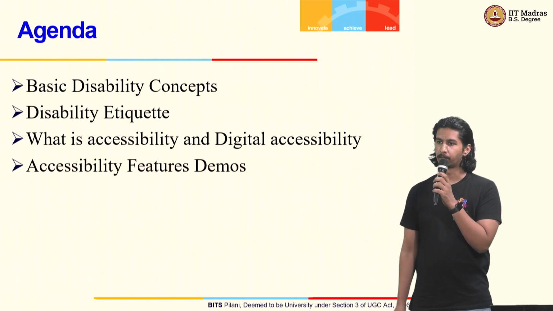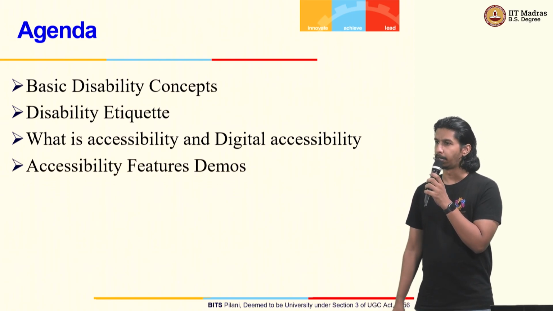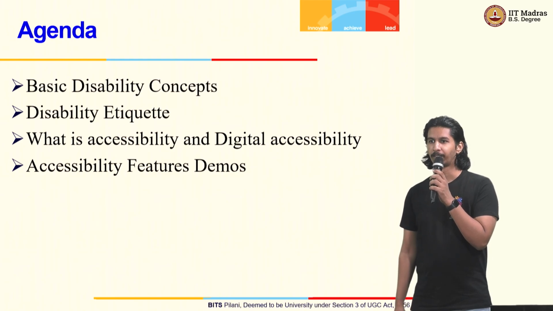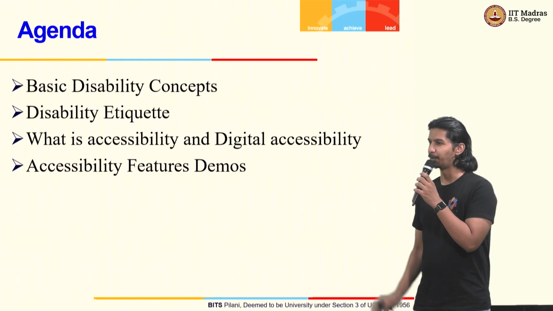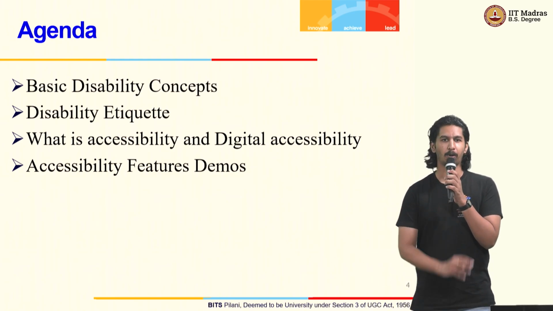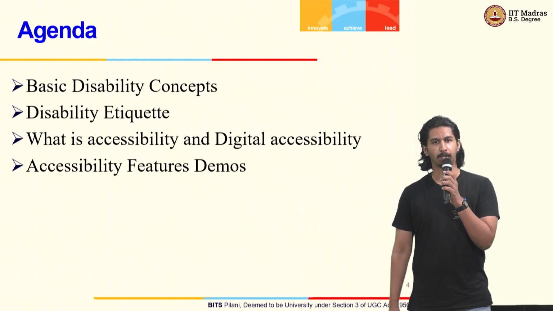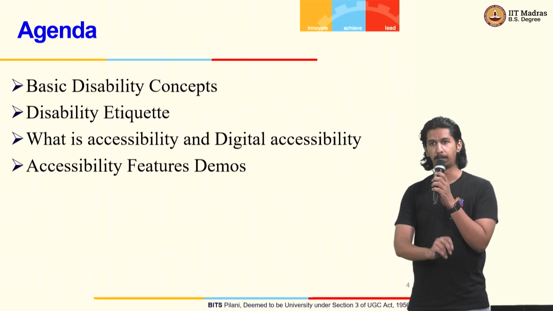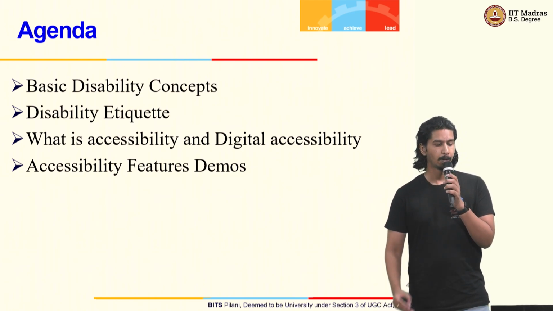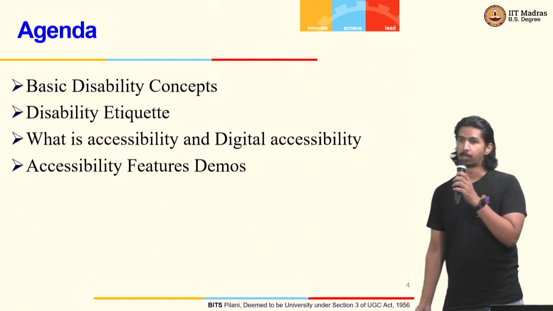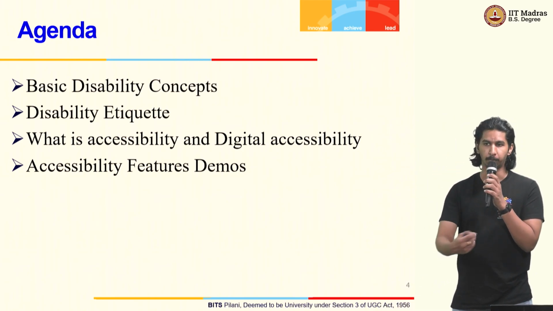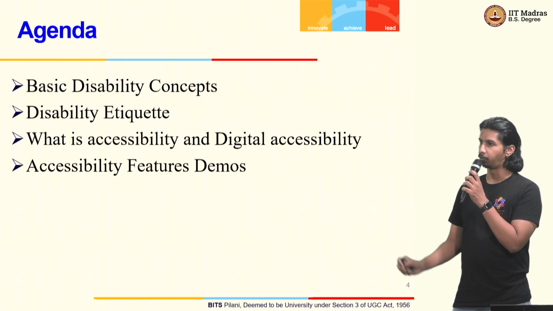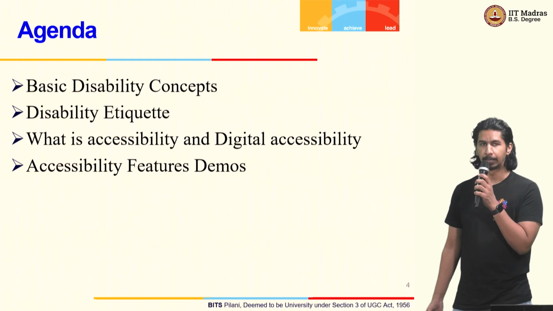Then we will look at some accessibility features. How many of you have an Android phone here? Okay, all of you, perfect. iOS, one of you. Okay. All Android and iOS phones have built-in accessibility features. They are freely available and built into our operating systems. Even our Windows laptops and MacBooks have built-in accessibility features. We'll explore a couple of them and try to understand how they are helpful for people with disabilities.